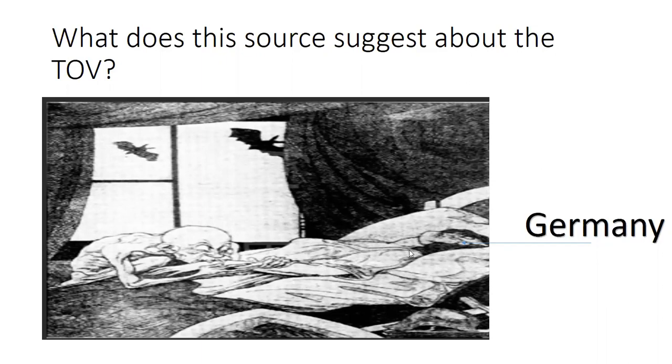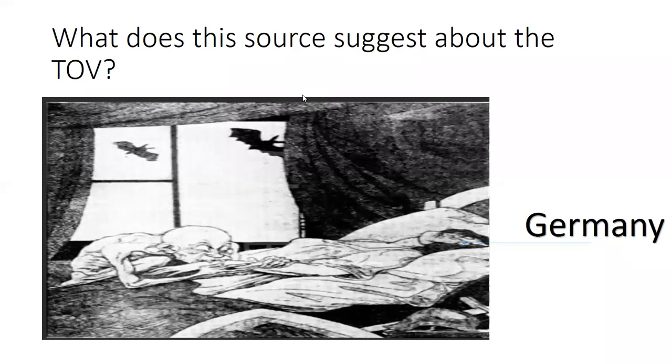If you said Clemenceau, you would be correct. This painting is actually called Clemenceau the Vampire. And outside the window, you've got 2 bats. Who do you think those bats represent? If you said Lloyd George and Wilson, you would be correct. This is a source that shows how serious the Treaty of Versailles was to Germany.